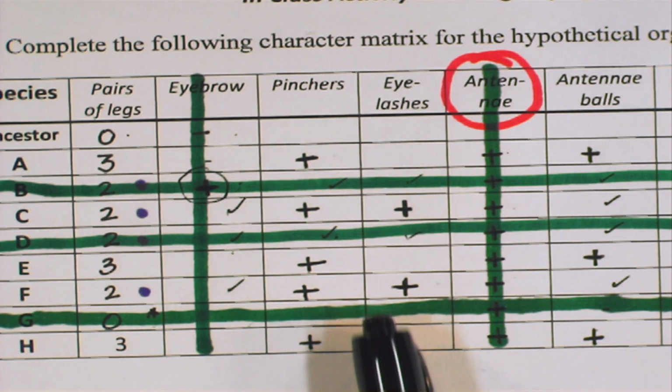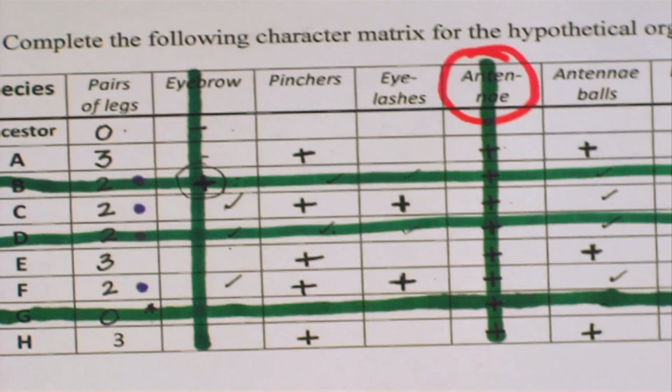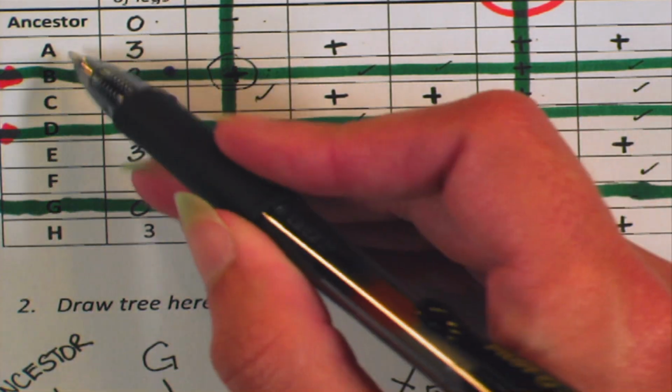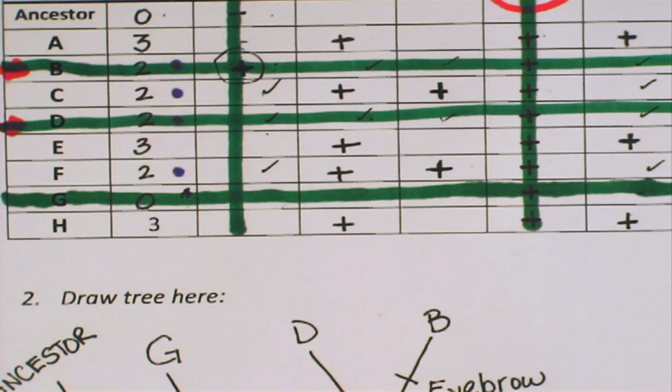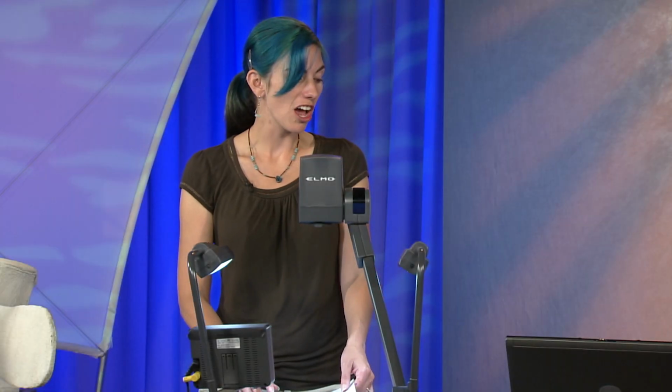Now at this point, you can probably see where there's some new changes here with the pinchers, but I'm going to go ahead and let you try this on your own. Now that I've got it started for you, see if you can finish the evolutionary tree for A, C, E, F, and H. So go ahead and pause the video and give it your best shot. All right, if you've given it a shot, let me go ahead and show you the final product.